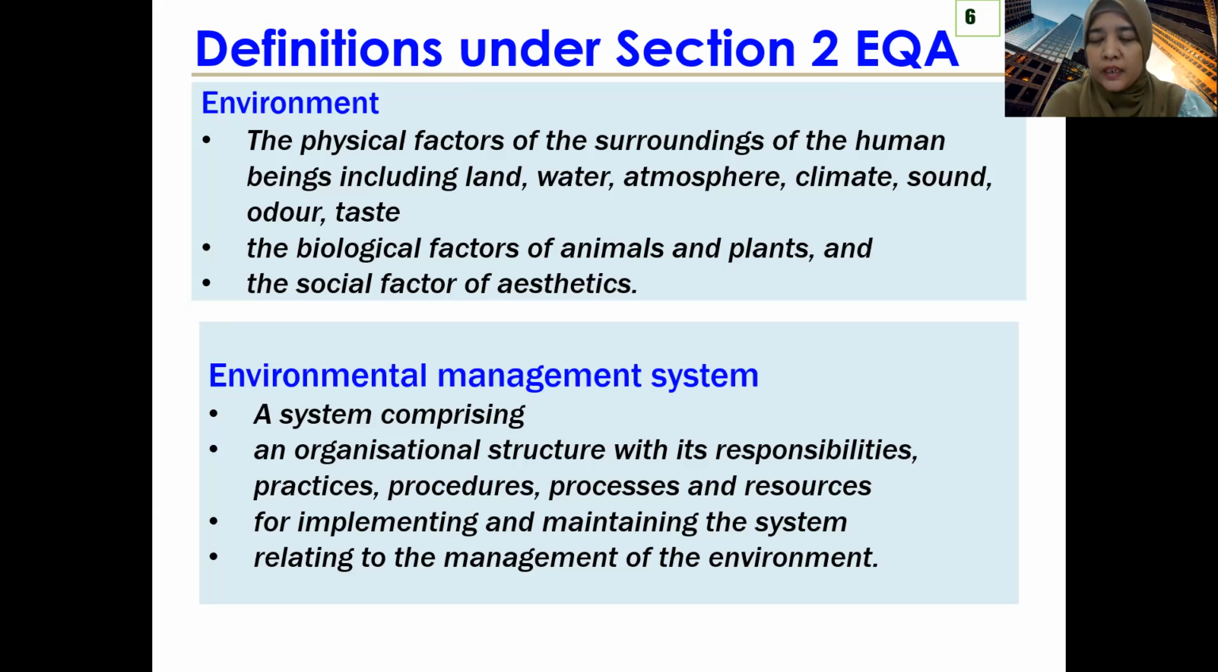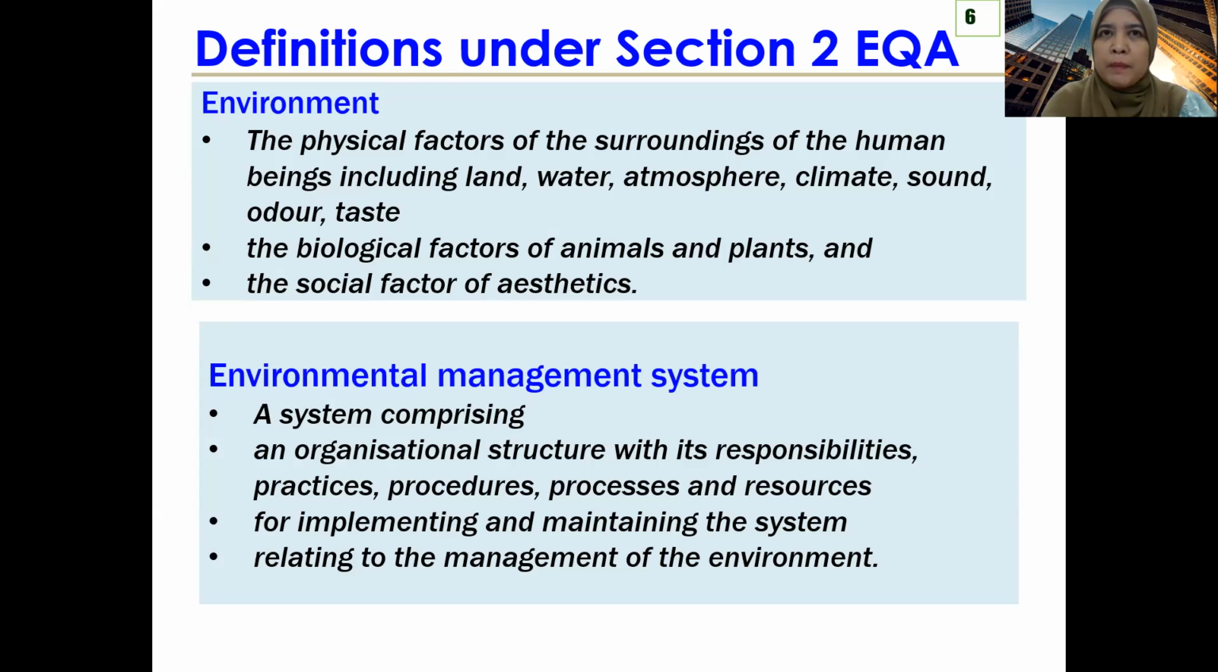management of the environment. So the environmental management system is organized in such a way that there is a government agency in charge or overseeing the management of the environment, so that all the parties know their roles. All the parties are given certain responsibilities in managing the environment. In the case of EMS, it is in the Malaysian context. So, implementing and maintaining the system.